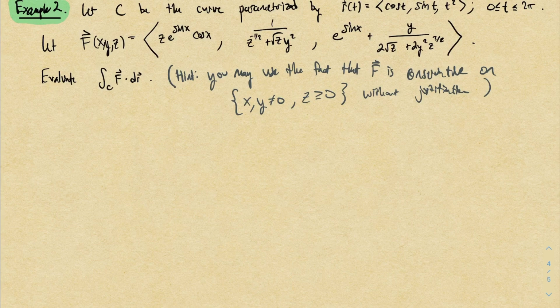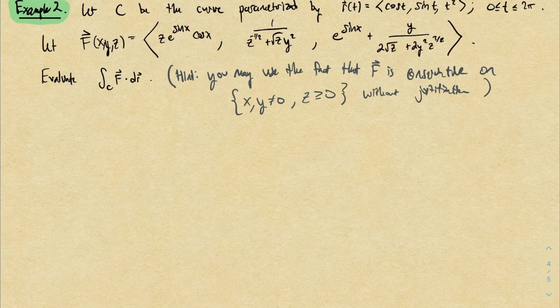Next, we have an example that looks a little more scary. I'm giving us a curve, and I'm actually giving us a parameterization of the curve, cosine t, sine t, t squared, for t between 0 and 2 pi. I'm also giving us a vector field which looks crazy, too crazy for me to read out loud. And as before, what we want to do is evaluate the vector line integral of this vector field along the curve.